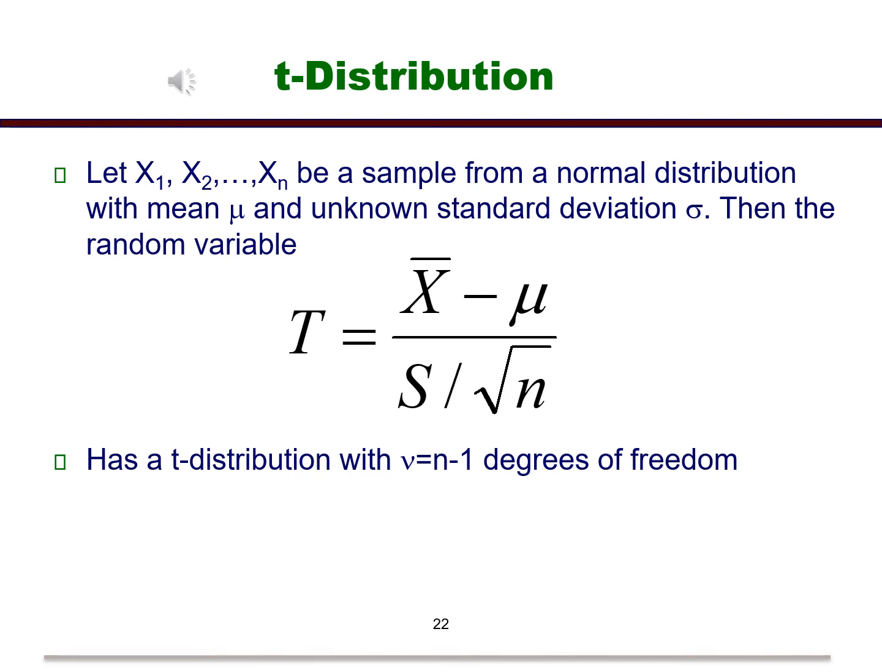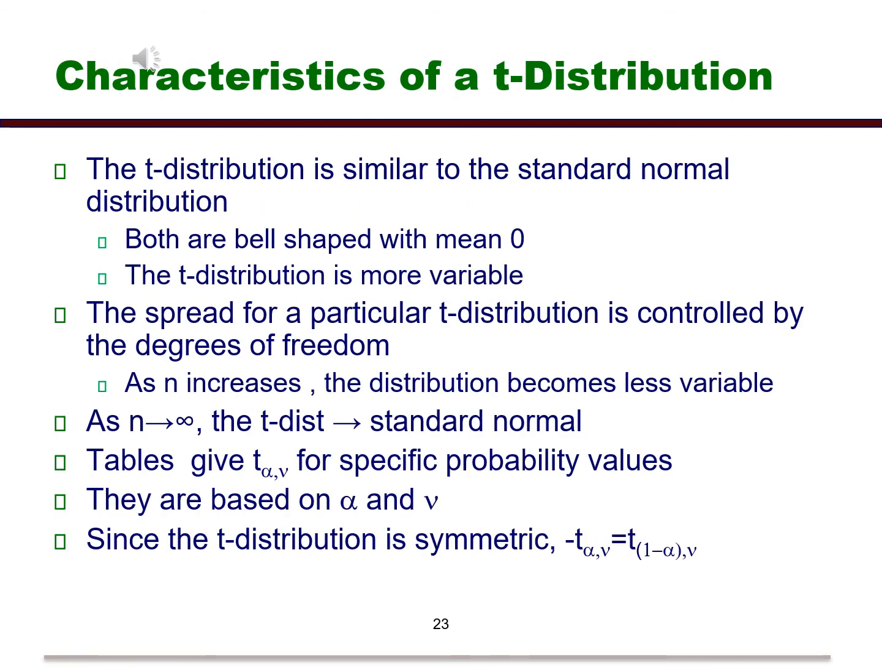This is important again because most of the time we will not know sigma. The t-distribution is very similar to the normal. The main difference is that the t-distribution has fatter tails. The spread of the t-distribution is controlled by the degrees of freedom. The higher the number of degrees of freedom, the closer the t-distribution is to the normal distribution. The t-distribution is also symmetric about the mean.